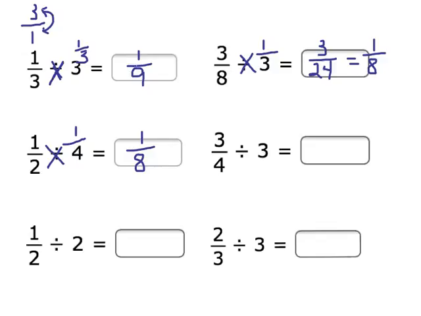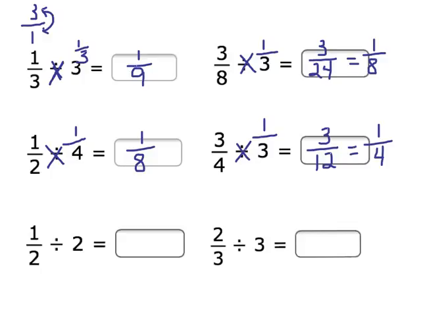Next, 3/4 divided by 3. All right, I need to find the reciprocal, so I'm going to change my sign to multiplication. That would be 3 over 1, but I'm finding the reciprocal, which would be 1/3. And then 3 times 1 is 3. 4 times 3 is 12. Again, that can be simplified. I can divide by 3's. 3 divided by 3 is 1. 12 divided by 3 is 4. That's my final answer.